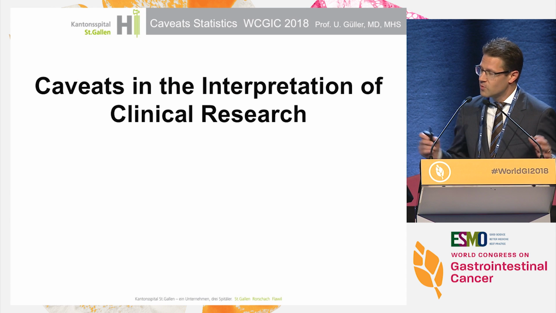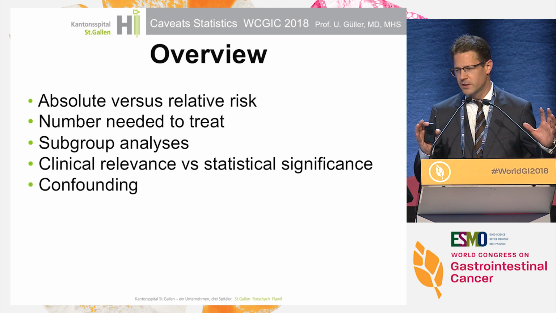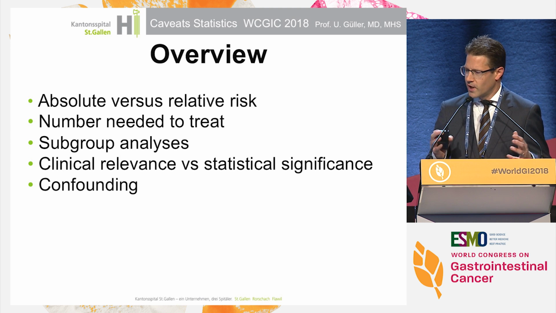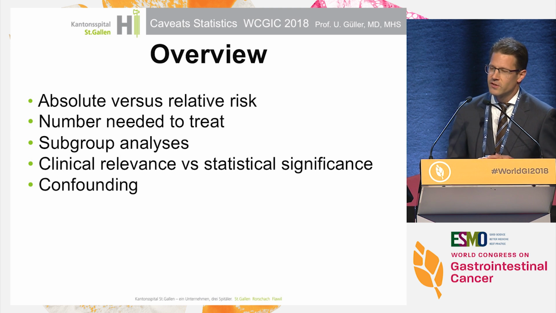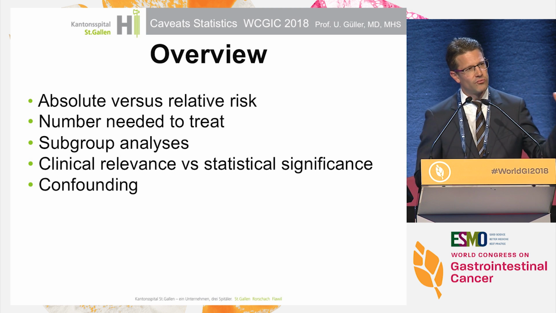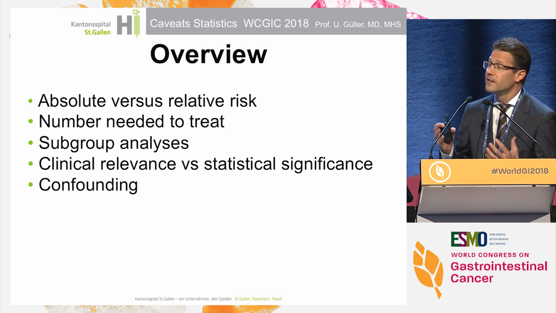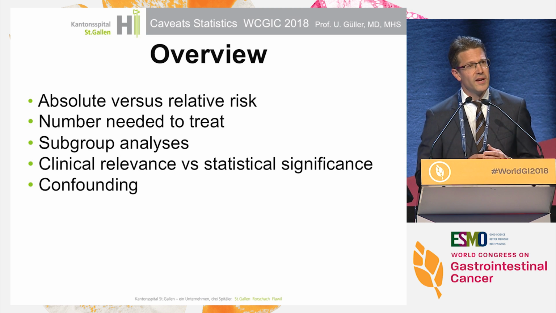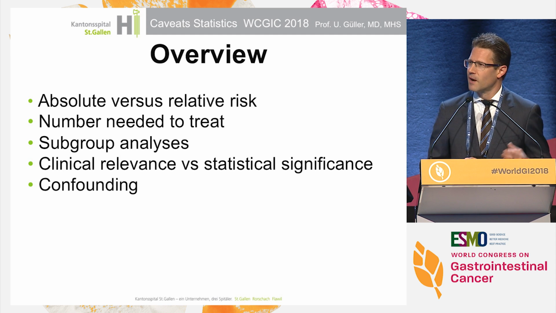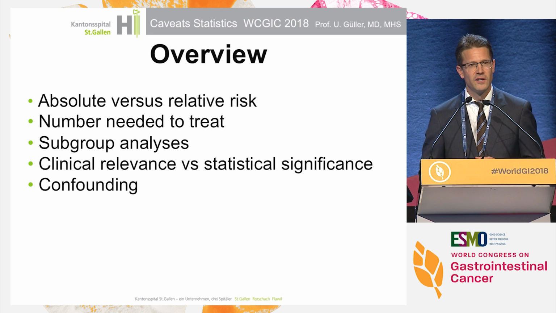Well, humor aside, it's a tremendous honor and privilege to be here, and I'll be talking about 5 topics. Absolute versus relative risk, number needed to treat, subset or subgroup analysis, the difference between clinical relevance and statistical significance, and confounding. Why did I choose these topics? Number one, they're extremely important, and number two, they're very, very prevalent in the scientific literature.